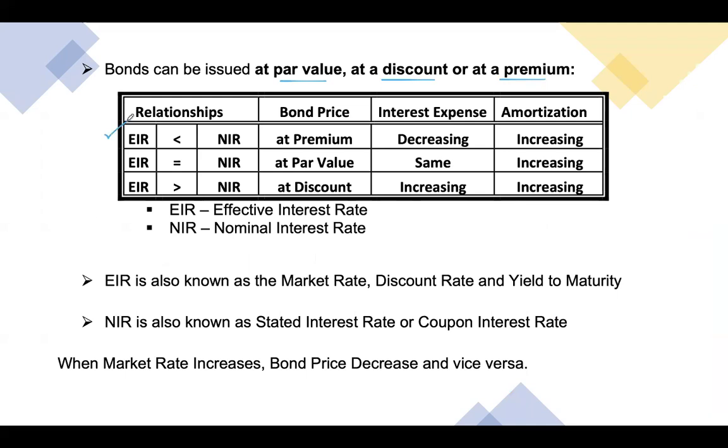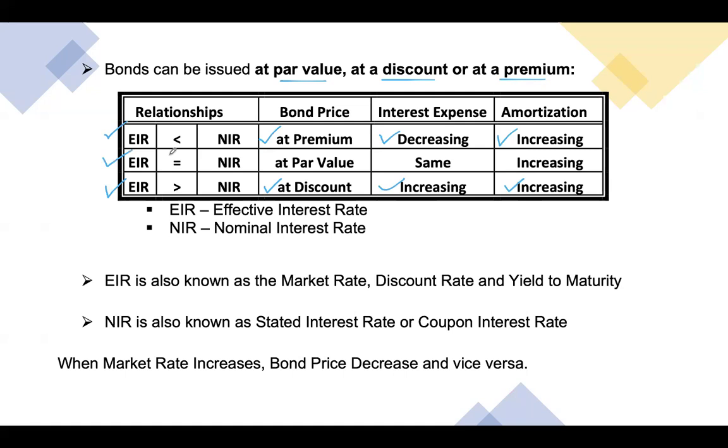If the effective interest rate is less than the nominal interest rate, the bond is issued at a premium, and the interest expense is declining or decreasing, while the amortization is increasing. If the effective interest rate or the market rate is higher than the nominal interest rate, the bond is issued at a discount. So as time passes until maturity, the interest expense increases as well as the amortization, until it reaches the face value.